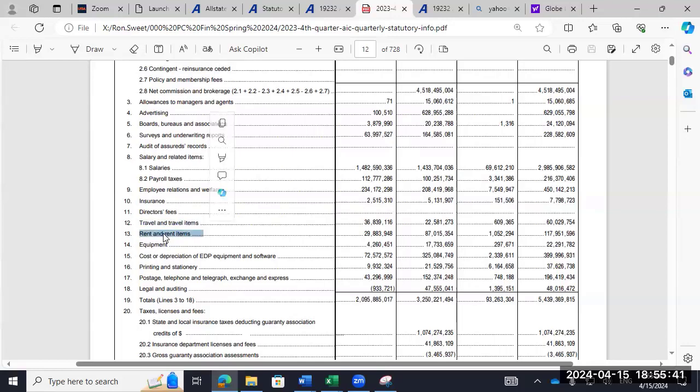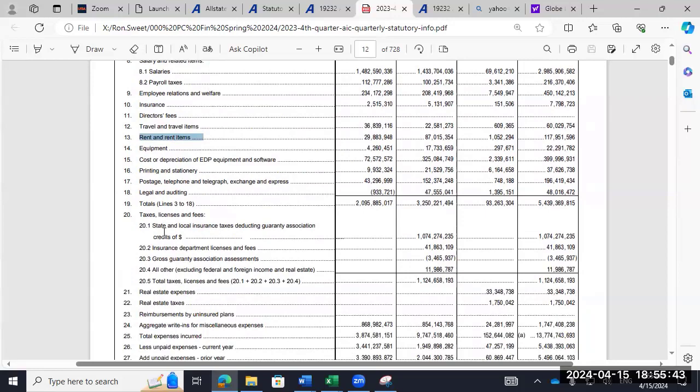Rent is there. Now, we'll talk about rent a little bit more. You might say, well, if you own your own building, you don't have rent, but you actually pay rent to yourself. So you have rent as an investment income and you have rent as an expense, which is bizarre, right? GAAP would never do that, but they do it here. Equipment, depreciation, they do depreciation. Printing and stationery, why is that separate? Because that used to be real important. Postage is there. I guess that'll go up in July. Legal audit, but there's our expenses.